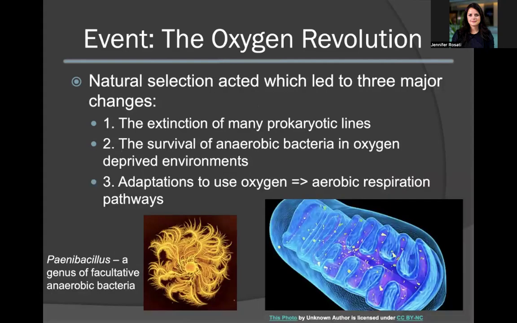This drastic change in atmospheric oxygen caused natural selection to cause three major changes noted in the fossil fauna. This included the extinction of many prokaryotic ancestral lines, the survival of anaerobic bacterial species, typically in oxygen-deprived environments, and the adaptations for many prokaryotic organisms to use oxygen. This led to the development of aerobic respiration pathways.